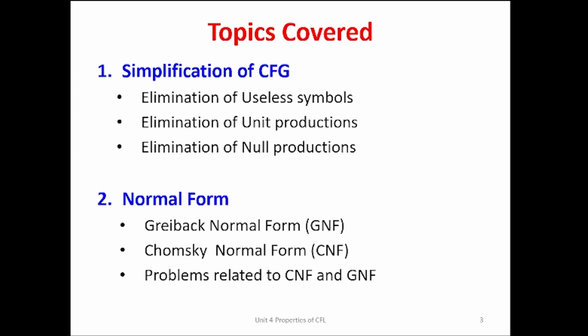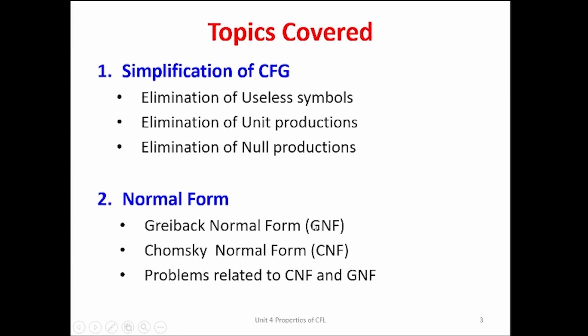Today I am going to discuss Unit 4, which contains simplified context-free grammar and Turing machine. The first part of the fourth unit is the normal form notations. There are two normal forms available: one is Greibach normal form and the other is Chomsky normal form.